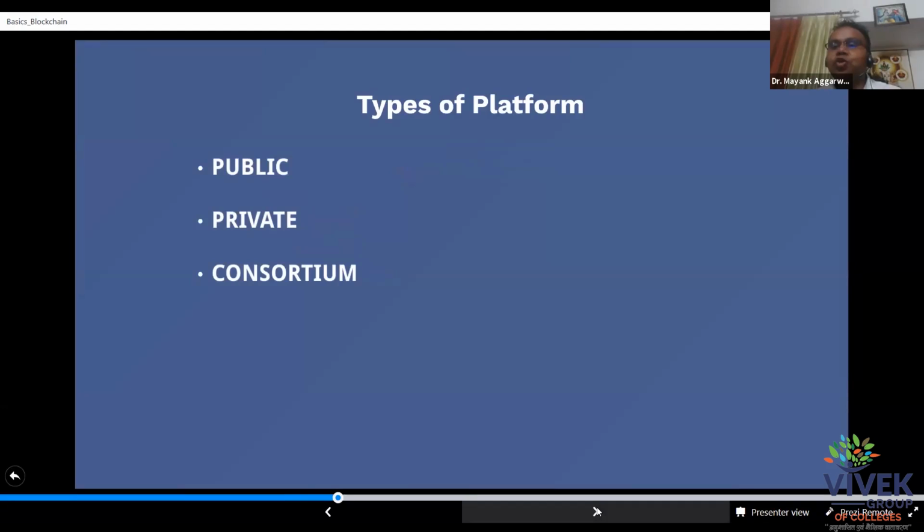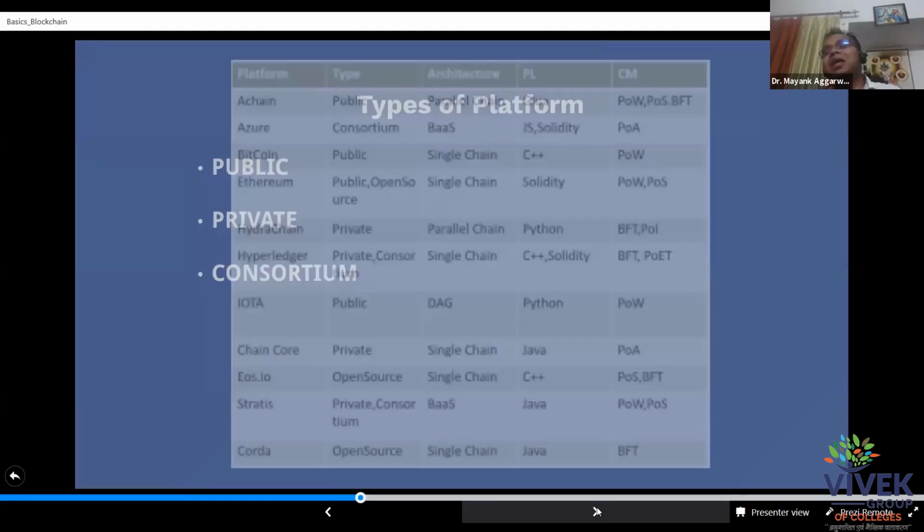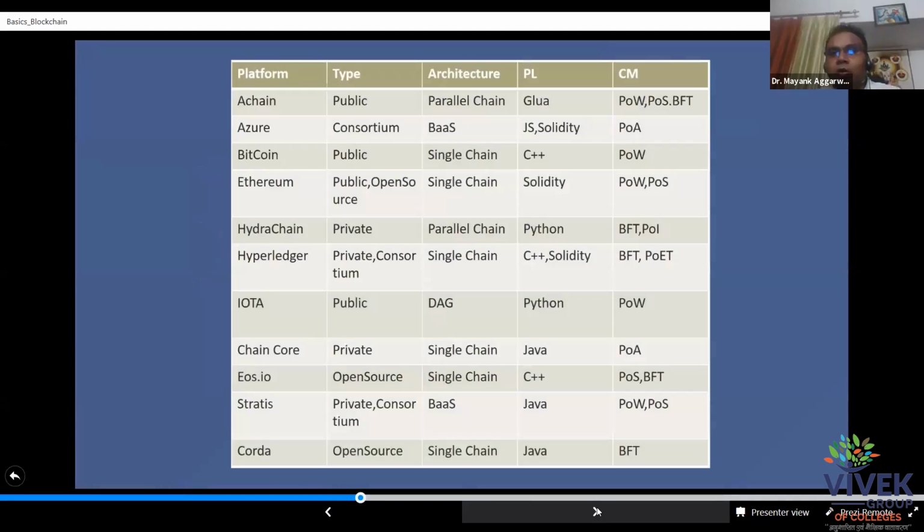Public, private, and consortium. Public, where anyone can join. Private, where there are certain restrictions. Consortium, which is used for certain organizations only. Now, I'm sharing the names of certain platforms which are very famous. On the screen, you can see on the left-hand side, in the first column, these are different platforms: A-Chain, Azure, Bitcoin, Ethereum, Hyperchain, HydraChain, Hyperledger, and various other platforms. And there was a question: do we require any programming language?